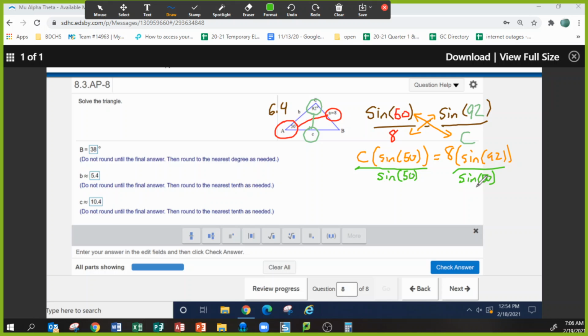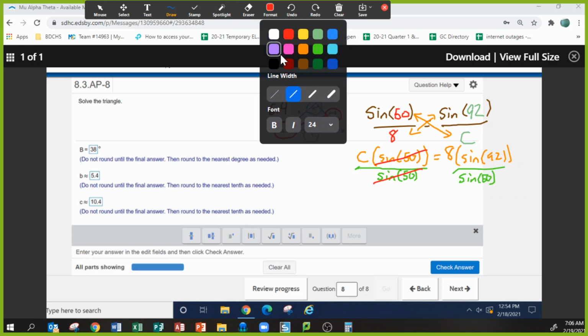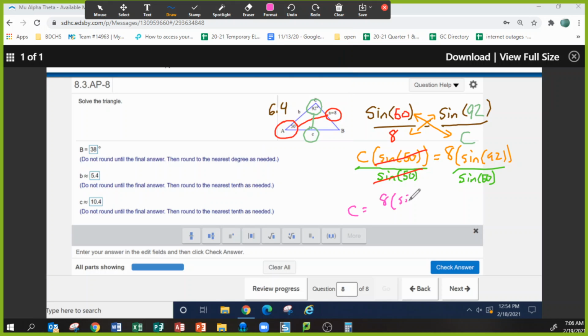These, of course, cancel. And I'll be left with simply C equals 8 times the sine of 92 over the sine of 50. Now, if we look at our setup here for this equation to solve for C, it looks a lot like our equation to solve for side B.